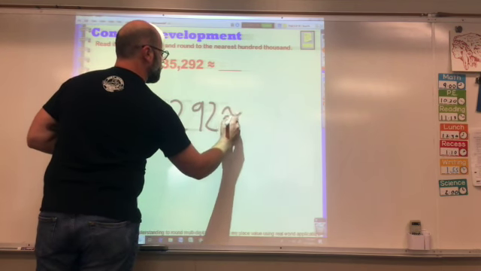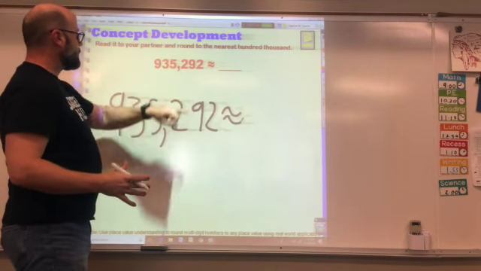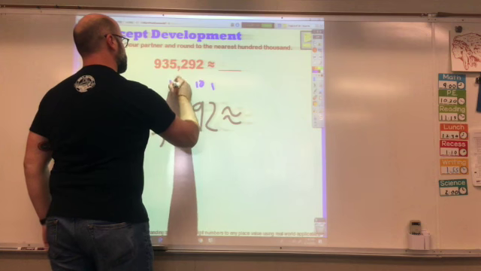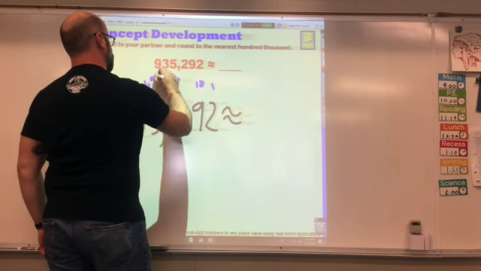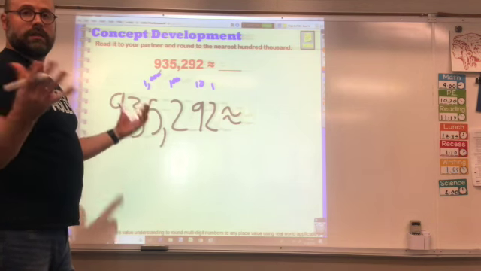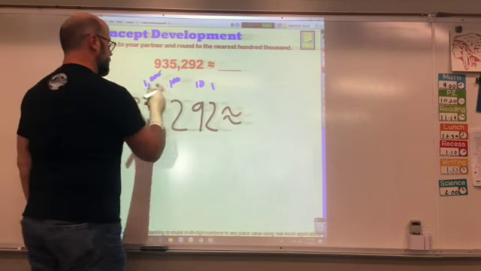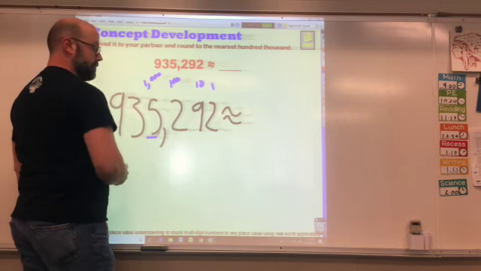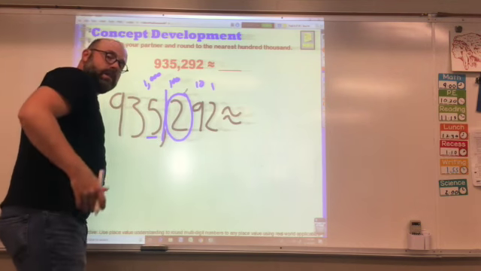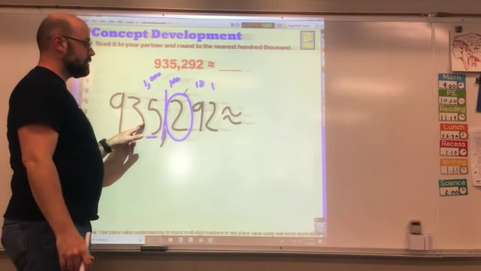935,292 is about, remember the squiggly lines means an approximation. The nearest thousand, or well, what's in our thousands spot? We have ones, tens, hundreds, thousands. Okay. We have a 5 in the thousands spot. Remember, look to the number to the right. We're rounding to the nearest 1,000. That's the number we're either rounding or letting rest. What is the number to the right of it? Is it 2? 5 or more, raise that score. 4 or less, let it rest. We are letting this 5 rest.